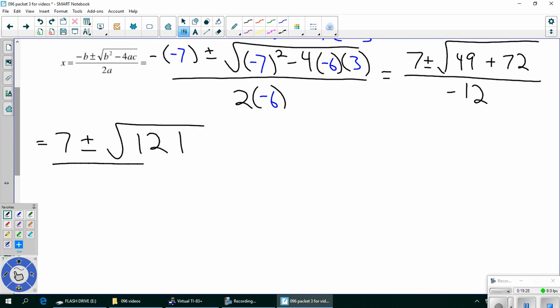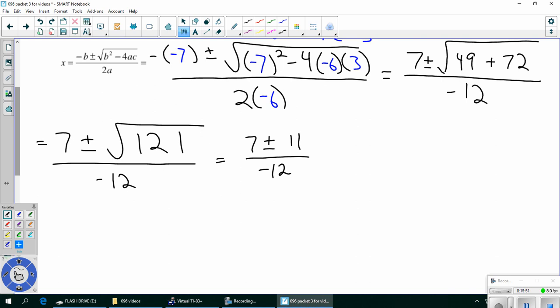That is an interesting number to have inside of a radical. Again, oftentimes this is the end of the problem, but if you can simplify it, you must. And in this case, this one simplifies quite dramatically, actually, because the square root of 121 is an integer. It's 11. So let's put that 7 plus or minus 11 divided by negative 12.